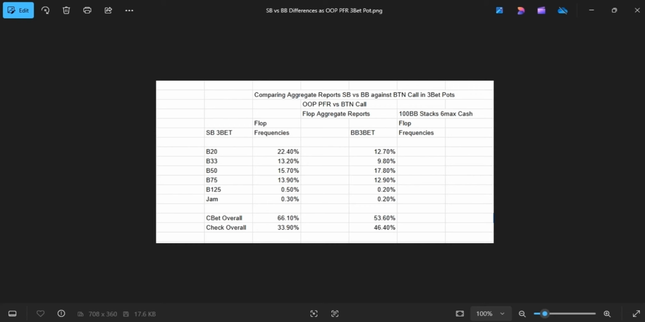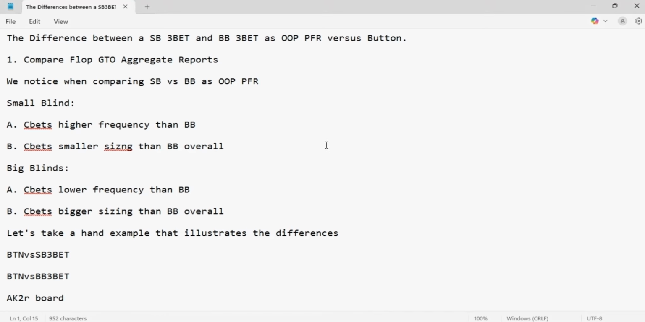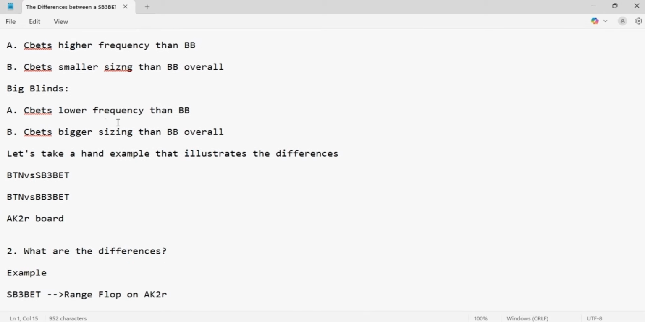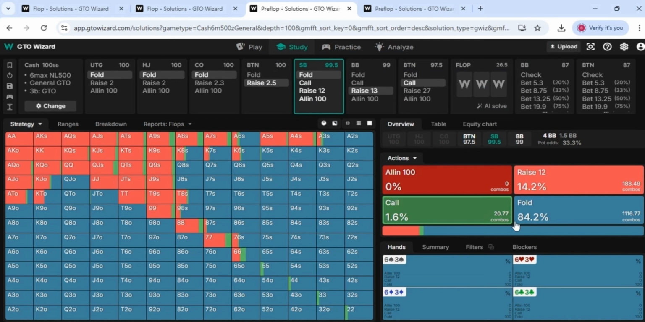So let's go to notes. We know in general that you C-bet higher frequency in the small blind and you use smaller sizing, and in the big blind you C-bet lower frequency and you also use bigger sizing. But we want to look at a hand example that perfectly illustrates this spot and these differences. Let's go to GTO Wizard and look at an ace-king 2 board from the small blind 3-bet's perspective, and also versus the big blind's 3-bet perspective against a button call.